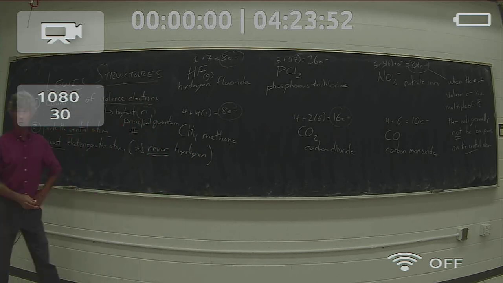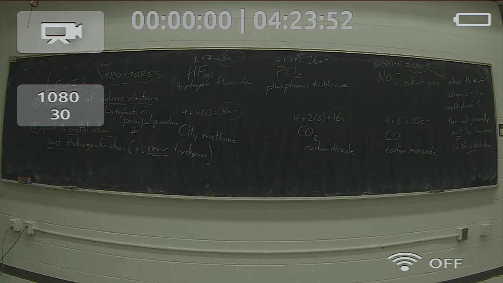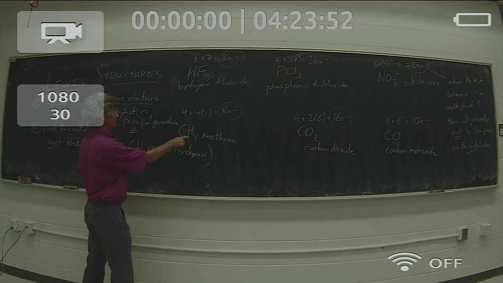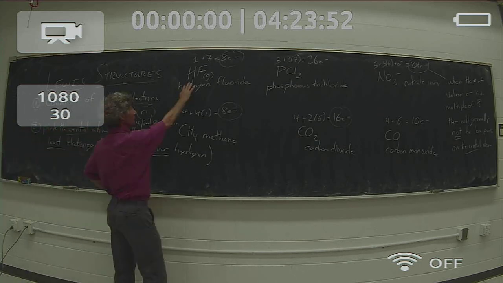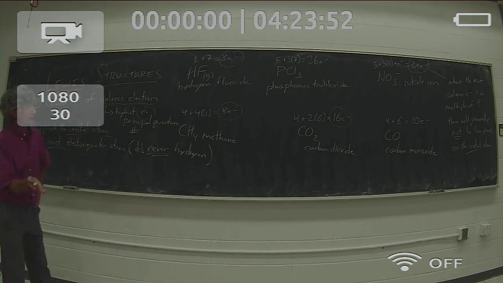Because hydrogen can only have 2 electrons around it, a filled duet as opposed to a filled octet, hydrogen is never going to be the central atom. So in the case of methane, hydrogen does have a lower electronegativity than carbon, right? Carbon is 2.6 and hydrogen is 2.2, but carbon is going to be in the middle because hydrogen can't be. So in HF, there is no central atom, right? It's a diatomic. Same with carbon monoxide. There's no central atom to worry about.